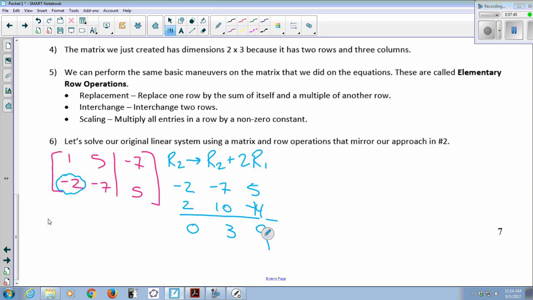So I said row 2 was going to get replaced by itself plus a multiple of another row. So my new matrix looks like this. 1, 5, -7. Row 1, even though you multiplied it by 2 here, that's just a step in how you're changing row 2. Row 1 is actually staying the same in the next step of the matrix. Row 2 changes to 0, 3, 9.